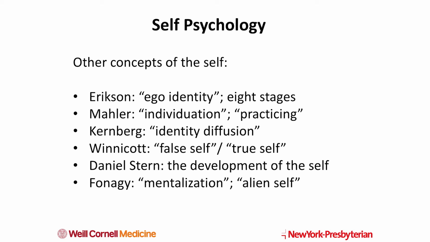Fonagy points out that if the mother's affect mirroring is mistuned, insensitive, or otherwise defective, the child may go on to develop what he calls an alien self. There are also many concepts and much research on the self from general psychology and from neuroscience, we don't have time to talk about all of these.